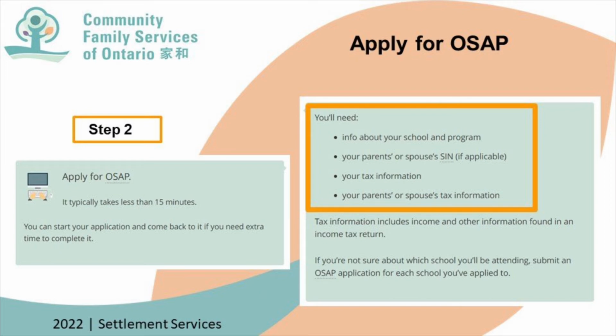Say I already accepted a program, then I only need to apply for that one school, since the other schools will not be relevant. But if I'm not sure which school I want to pick yet, I can apply to OSAP for all the schools. And when I apply, of course, I will need my information about my school and program. Is it 2 years, 4 years? I will also need my tax information, or my parents' tax information, or my spouse's tax information, as well as their social insurance number. That is how they calculate, for example, what my entitlement would be based on my family and financial situation.